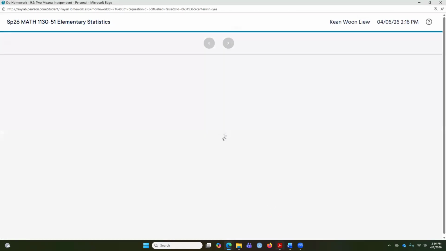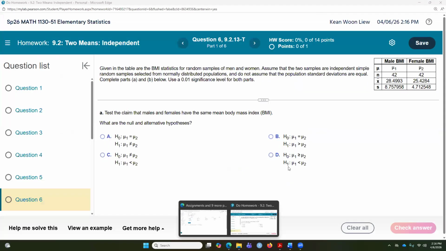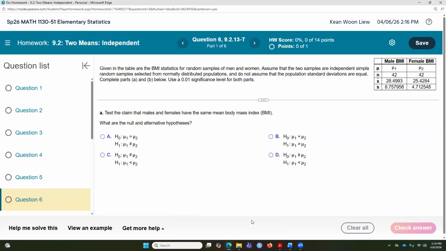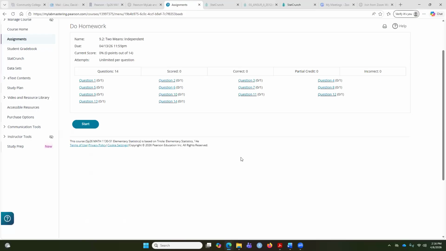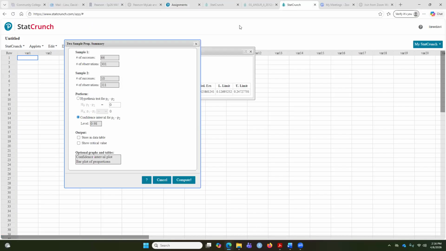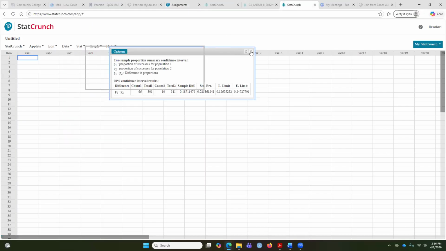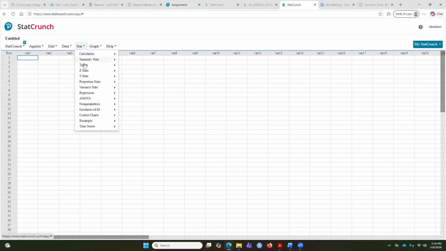So I'll show you right here while this is loading. In your StatCrunch, what you need to do is go to T-Stats, 2 Sample, with Data or Summary. Last time we did T-Stats, 1 Sample, with Data or Summary. This time we do T-Stats, 2 Sample, with Data or Summary. Again, data means the question provides you the data set. Summary means the question gave you summary statistics.